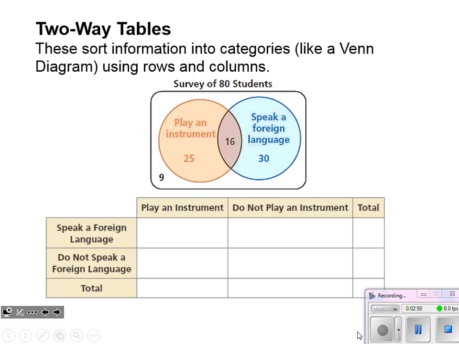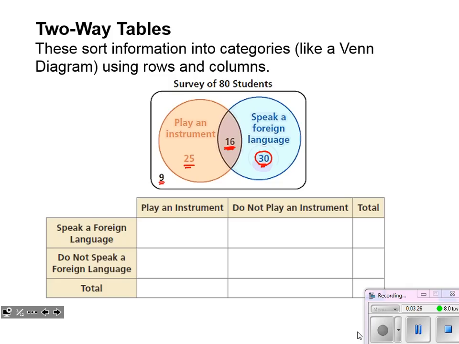All right, so hopefully we've got our table all filled in, and let's take a look at the survey of 80 students and see if we can't fill this in with the correct numbers. So first thing I want to do is the 25 students that play an instrument, I'm just going to add up these numbers, the 9 that do neither of those activities, the 16 that overlap, and the 30. If I add all of those up, those equal the total number of students, the 80 that were surveyed. So I know that this 30 over here does not include the 16. Those are separate. So those labels really do just represent their areas on the Venn diagram.